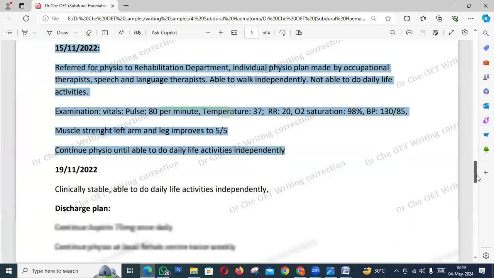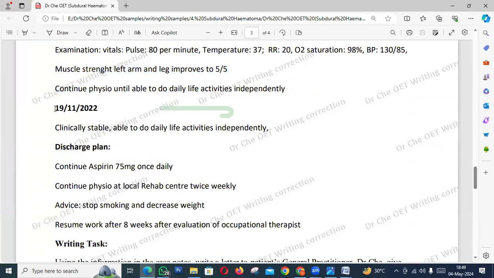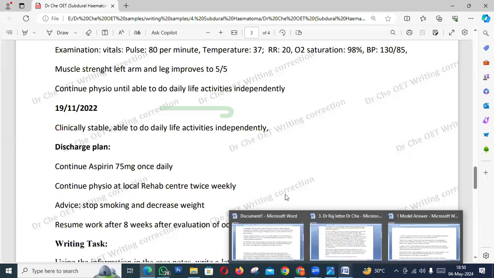Now, this date is today. Okay, 19th, this is today. So you will not write the date. No. Today she is clinically stable, able to do daily life activities independently. This you can mention, okay?